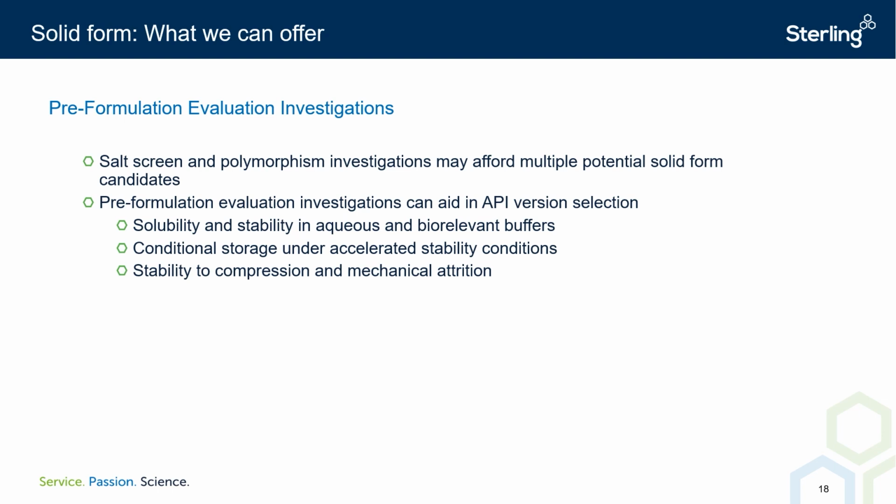Conditional storage of API version candidates under accelerated stability conditions may be utilized to assess form and chemical stability to temperature alone and to both temperature and humidity. Any instances of instability are a concern, or could at least highlight potential necessity for additional controls during drug product manufacture. The API version candidates may also be subject to compression and manual particle attrition to simulate conditions that could be applied during milling of an API or drug product manufacture. Candidates that demonstrate instability to compression force or the mechanical particle attrition may be considered less robust than other candidates.